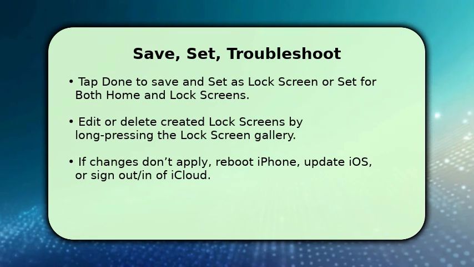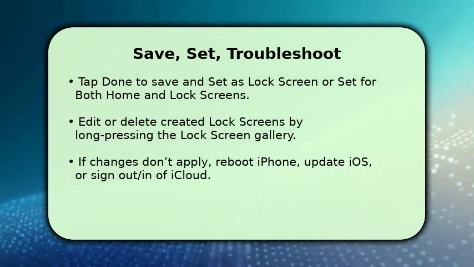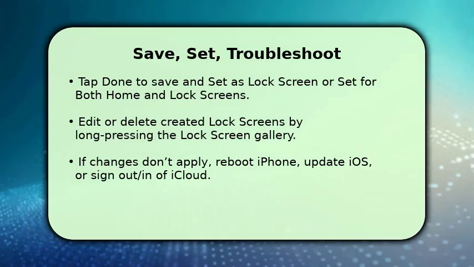When you finish tweaking, tap Done and choose Set as Lock Screen or Set for both so the change takes effect immediately. If you need to switch later, long press the lock screen to open the gallery and select, edit, or delete versions.